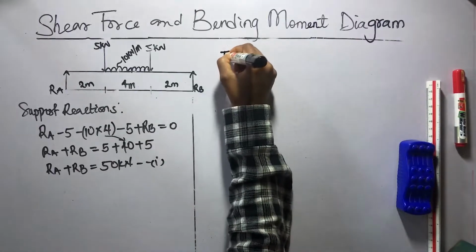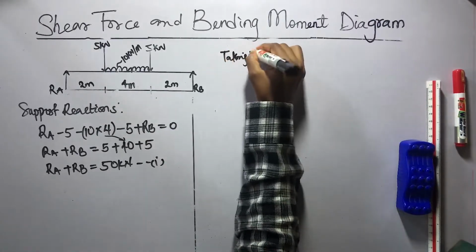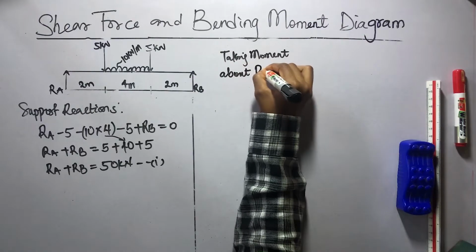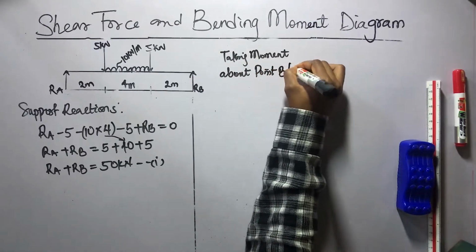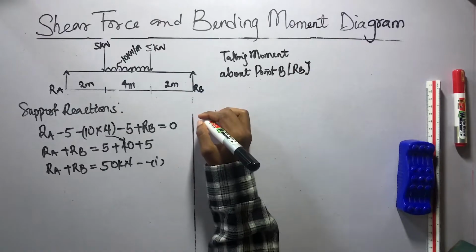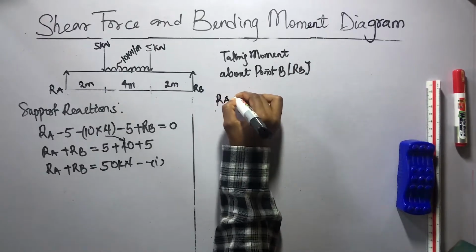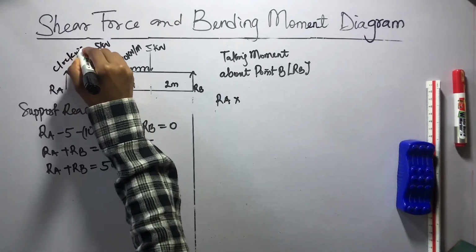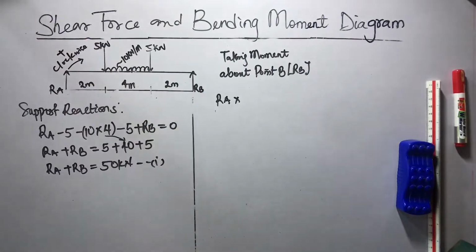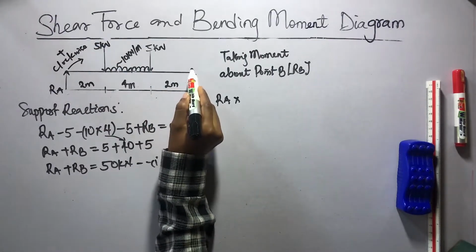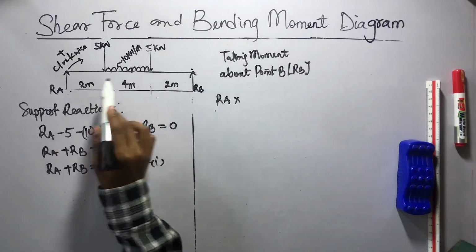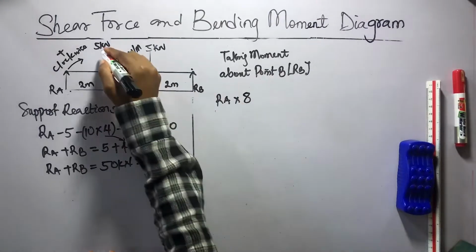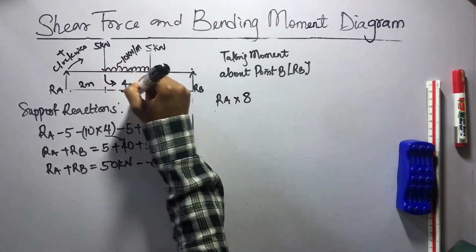Take a moment about point B, which is at support RB. We'll have RA. This support will move in a clockwise direction since it is acting towards B, which makes it a positive one. It has a distance of 8 meters, so times 8. Next is the 5 kilonewton. Now this acts in an anti-clockwise direction, which is a negative one.